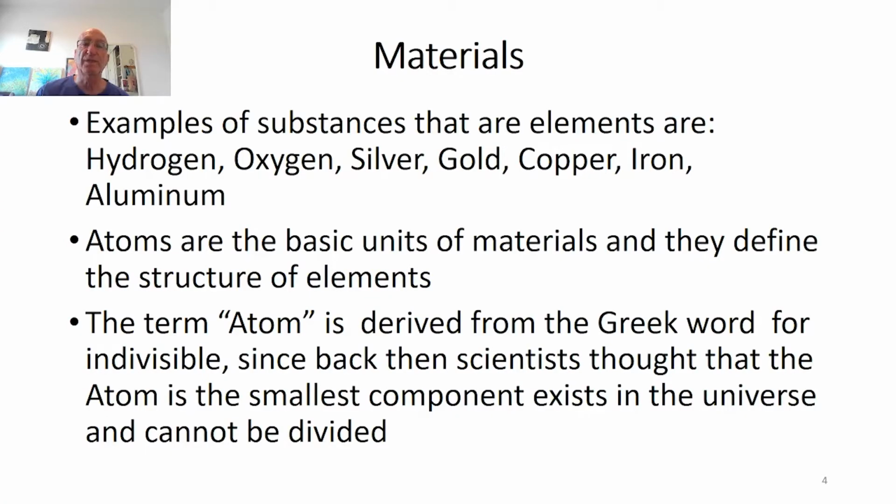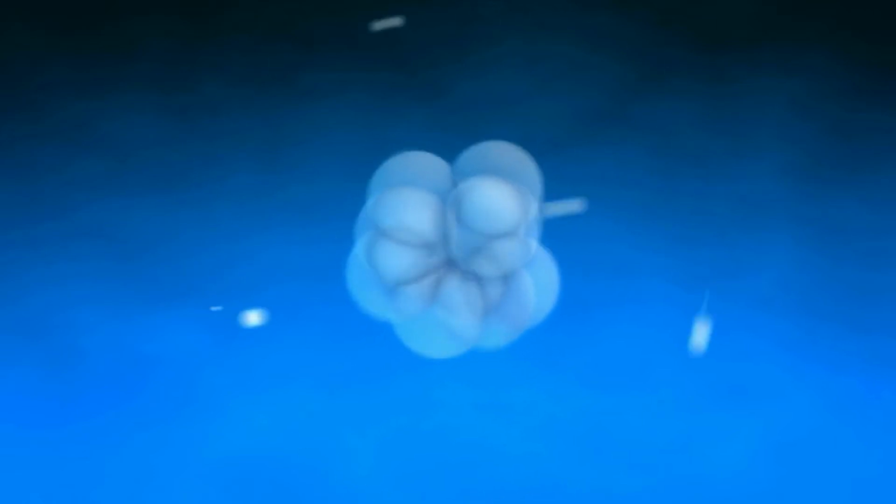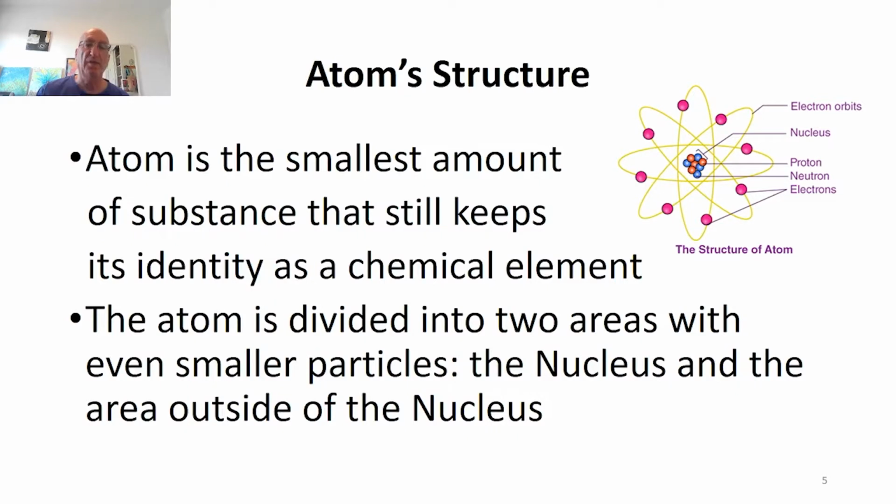Atoms are the basic units of materials and they define the structure of elements. The term atom is derived from the Greek word for indivisible, since back then scientists thought that the atom is the smallest component that exists in the universe and cannot be divided. Well, an atom is the smallest amount of substance that still keeps its identity as a chemical element. But the atom is divided into two areas with even smaller particles: the nucleus and the area outside of the nucleus.